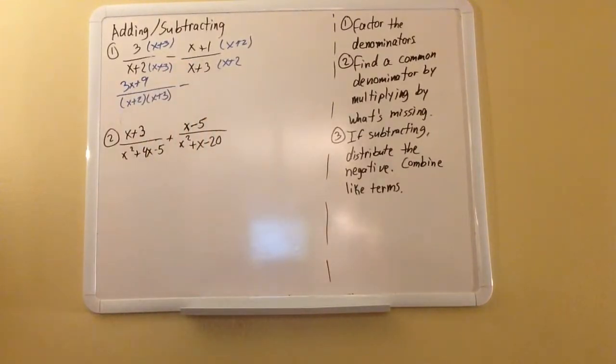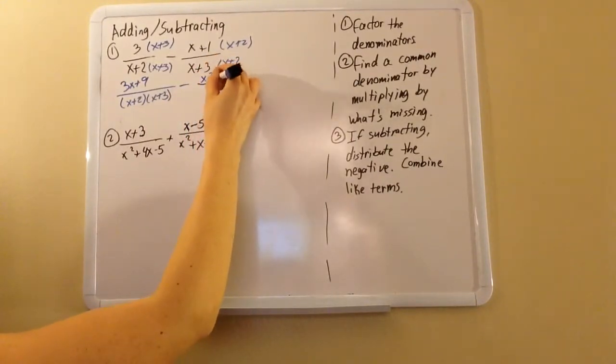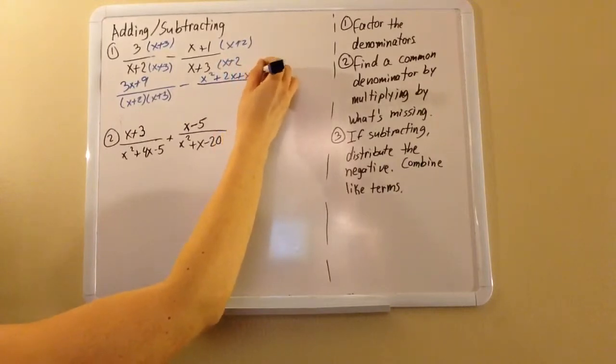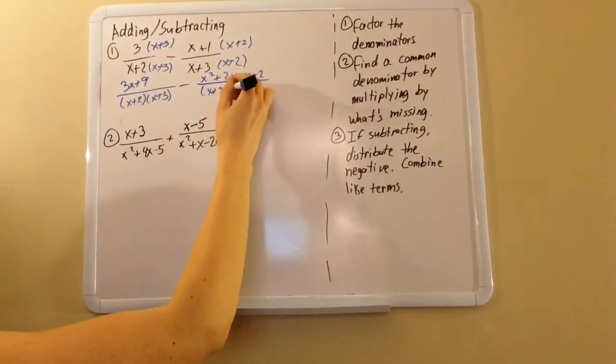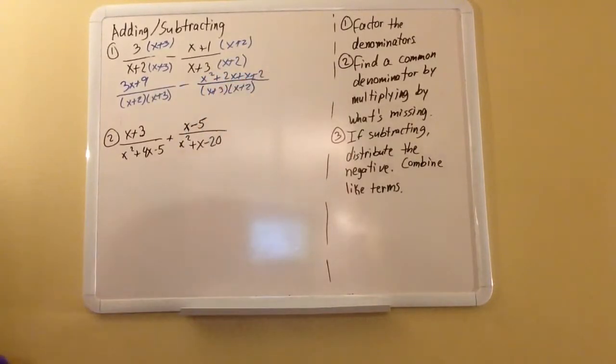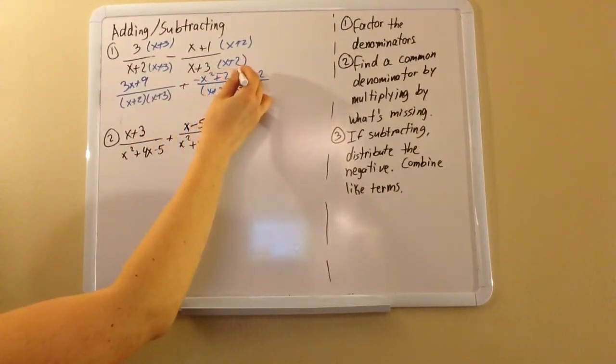I'm going to, again, multiply this out. So I'm going to do FOIL. So x squared plus 2x plus x plus 2, and on the bottom it's x plus 3 times x plus 2. Now if you don't know how I multiplied out those polynomials, I have a video on multiplying polynomials that would be perfect for you. Now here you can see that we've done steps 1 and 2, we're doing step 3 now. It says if subtracting, distribute the negative. So I'm going to distribute my negative right now. When I distribute my negative, this will become positive, and all these will become negatives.